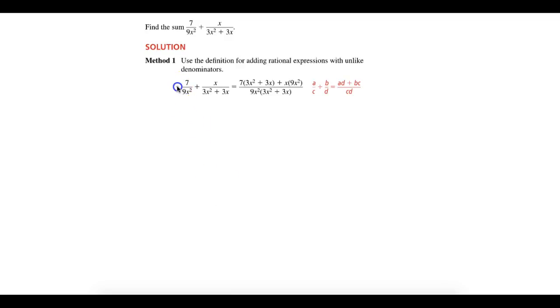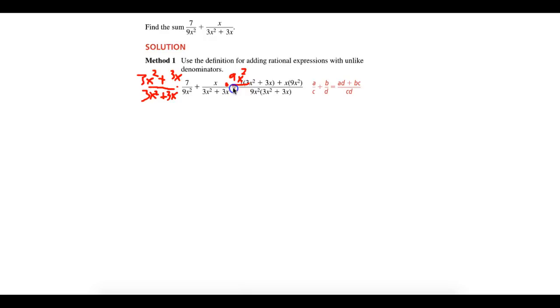So this had us actually multiplying by the denominator over the denominator, so times 3x squared plus 3x, and we were multiplying both the numerator and denominator, because when you multiply a fraction, you have to multiply both the top and bottom. So we were multiplying our first fraction by 3x squared plus 3x over 3x squared plus 3x. And we were doing the same thing for our second fraction. We were multiplying both the bottom and top by 9x squared over 9x squared.